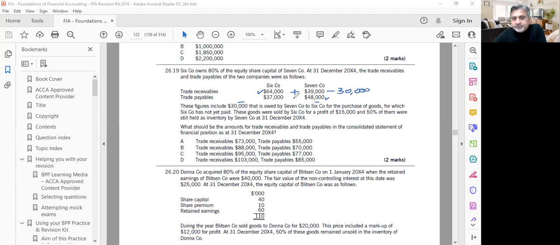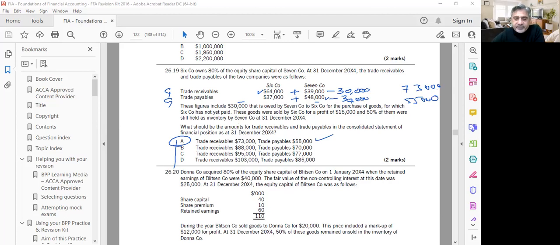And for payables, group payables for consolidation, 37 plus 48 minus 30,000. So on both sides, we are going to eliminate these numbers. Whatever the answer is, you will pick up from here. 64 plus 39 minus 30. So 64 plus 9, it should be 73,000 here. And for payables, 37 plus 48 minus 30, that is 55. So 73 and 55, A is the answer.